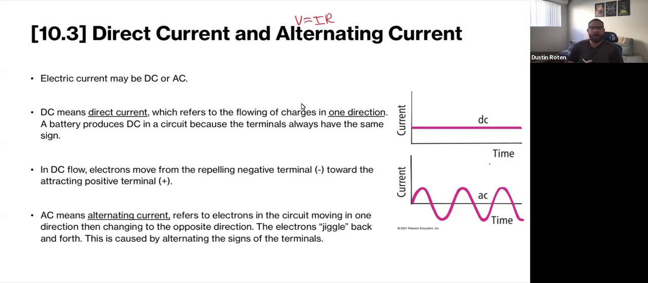into circuits. With electricity, you can have a current that's either DC or AC. DC means direct current, which is just the flow of charges in one direction. Something like a battery is going to produce DC current because it always has the same terminals. You can imagine just a regular old battery. One side's always going to be the positive side, and one side's always going to be the negative. So that's going to set up what direction your current's going to flow.